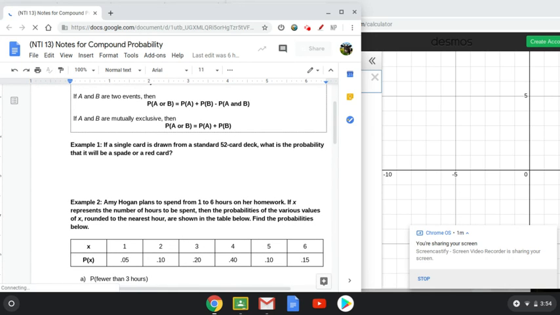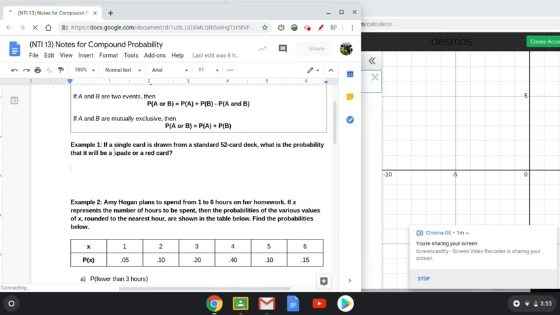So example 1 says, if a single card is drawn from a standard 52 card deck, what's the probability that it will be a spade or a red card? Well, I see the word or there. That means I have two separate probabilities. They don't both have to happen. Only one of them has to happen. But to get the probability that one or the other happens, I add them together.